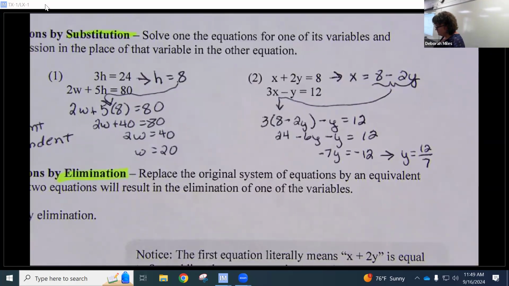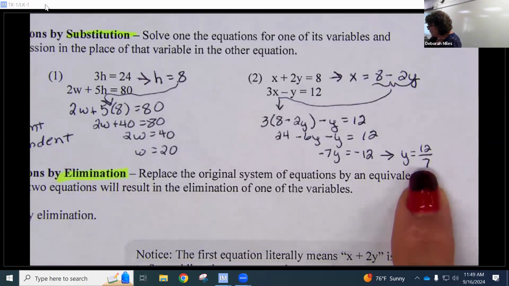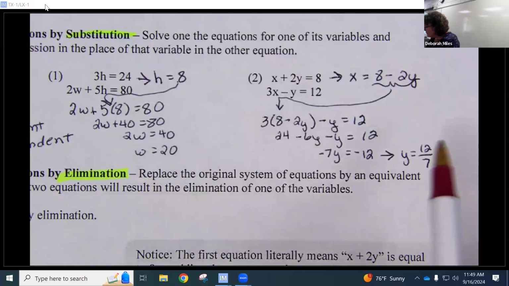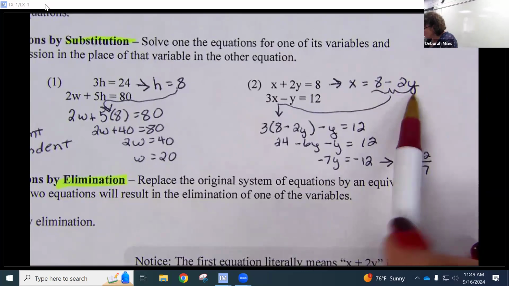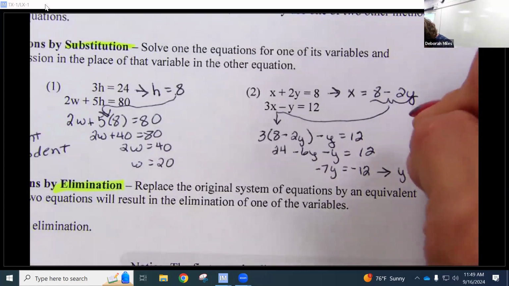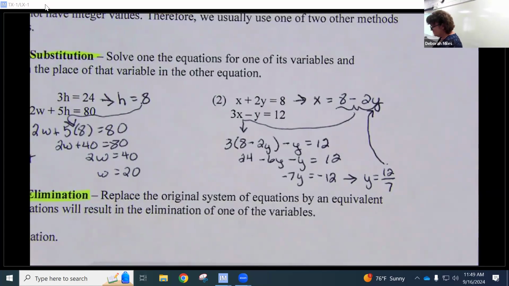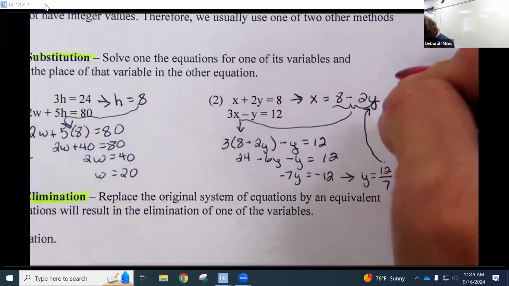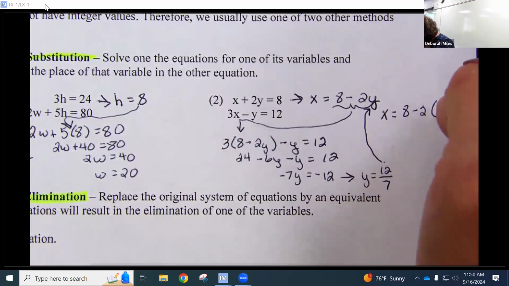All right. So this is going to have one solution, but I only have half of it. Where do I get the other half? Put the 12 sevenths back in place of y in the other equation. So again, if drawing arrows everywhere helps you, that's fine. You'd have x equals 8 minus 2 times 12 sevenths.